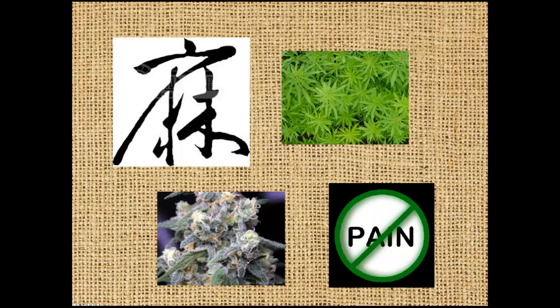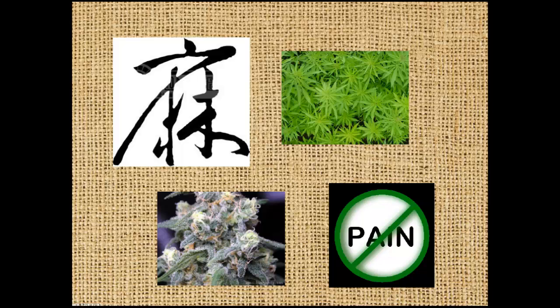That letter up there is the Chinese word for marijuana, and this word has existed for over 6,000 years. Guess what the other meaning of this word is? It is numb, actually the no pain in Chinese. It's been used as a Chinese medicine for the past 6,000 years for pain relief.